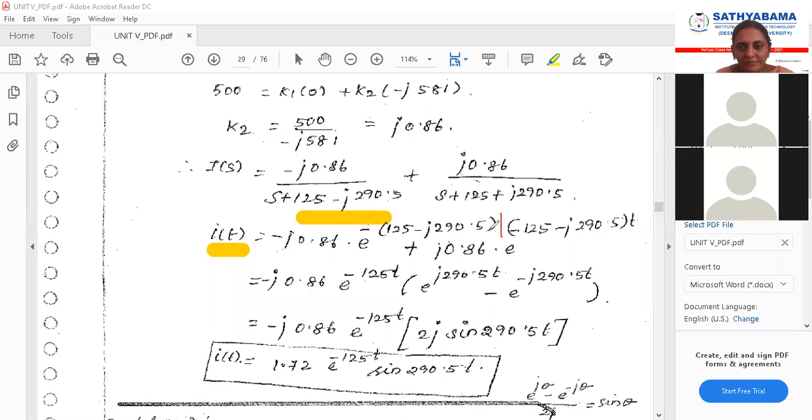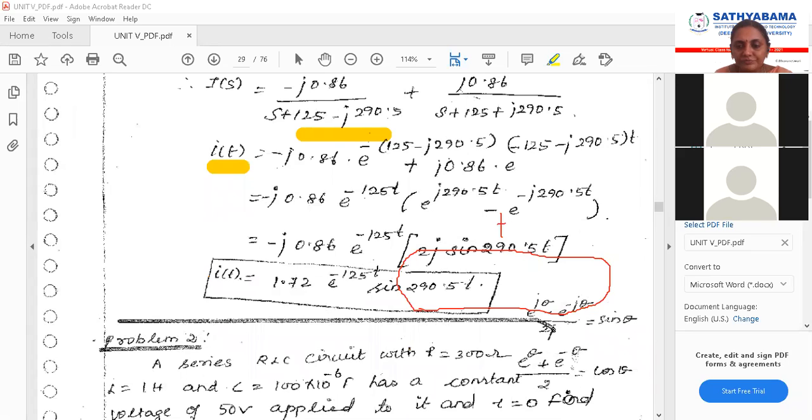Here you will have a t. Okay. Plus j 0.86 into e power minus 125 minus j 290.5 into t. Okay. Or simplifying and pulling out e power minus 125 outside. Okay. This will be e power j 290.5 t minus e power minus j 290.5 into t. Okay. Here we have written the formula.